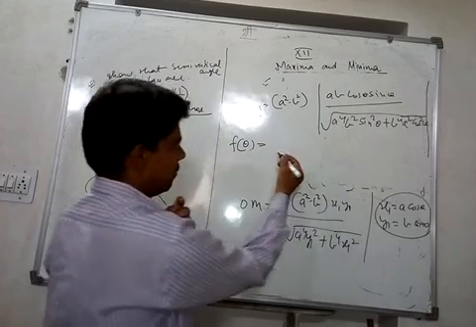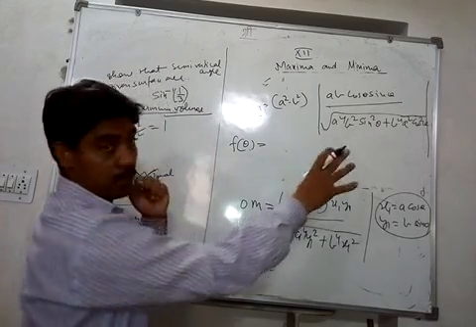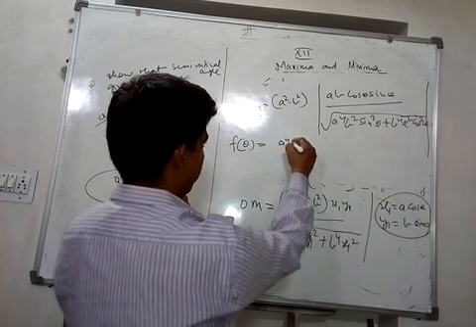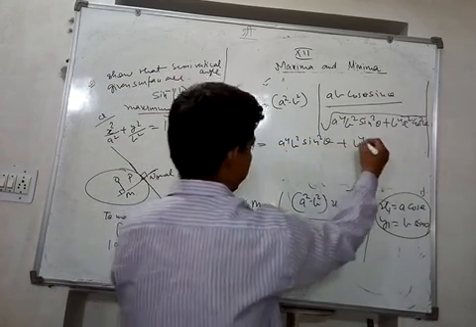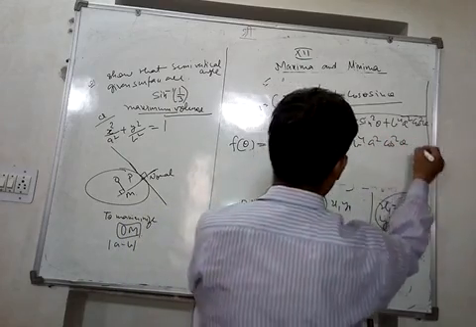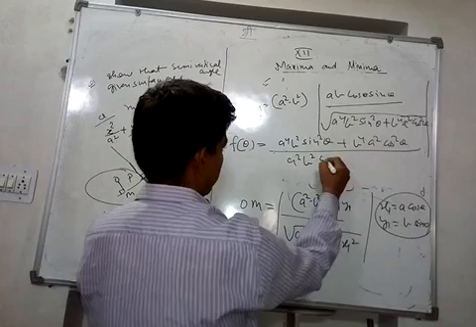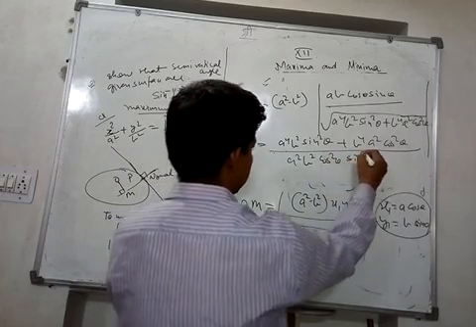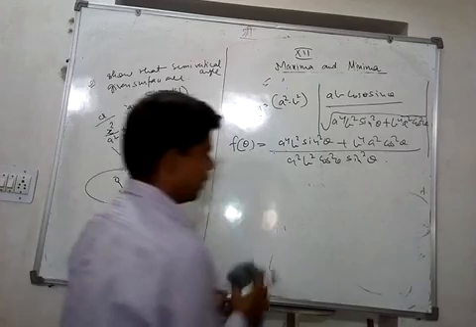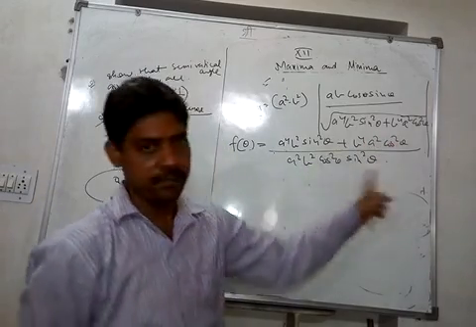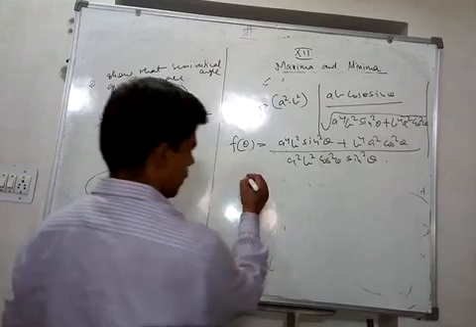So we'll get a new function, called f theta. Without root, I am writing a⁴b² sin² theta plus b⁴a² cos² theta, divided by a²b² cos² theta sin² theta. Now, if we minimize this f theta, we will get the maximum value of OM. So what is the minimum value of f theta?